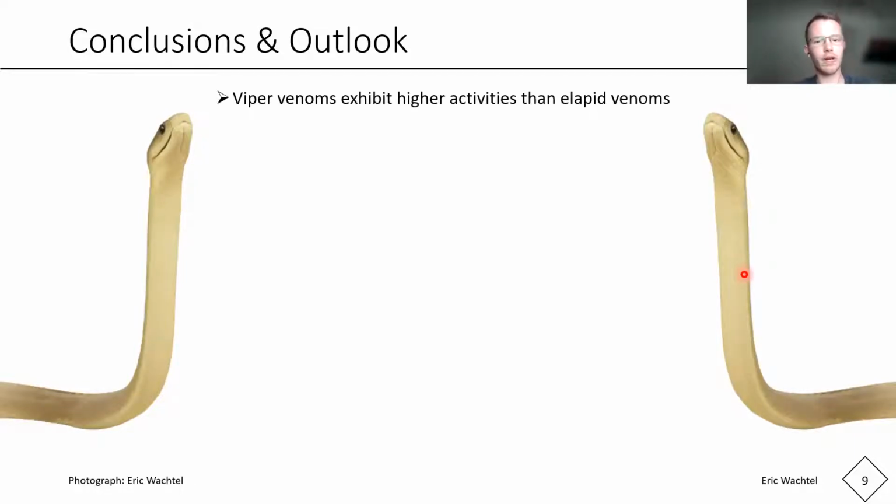So first of all, viper venoms exhibit higher activities than elapid venoms, which is kind of expected because vipers are historically often characterized as being the cytotoxic snakes compared to the elapids, which are often more associated with neurotoxicity. But of course, for example Naja and Naja mozambica are both highly cytotoxic, but these are then different mechanisms from the ECM degradation. So these we cannot detect with our assay.